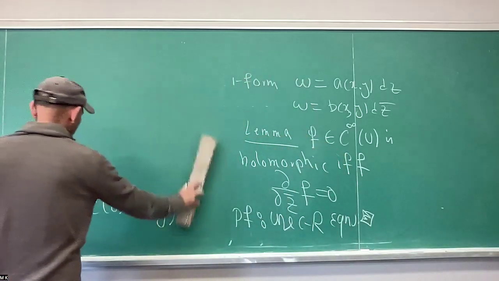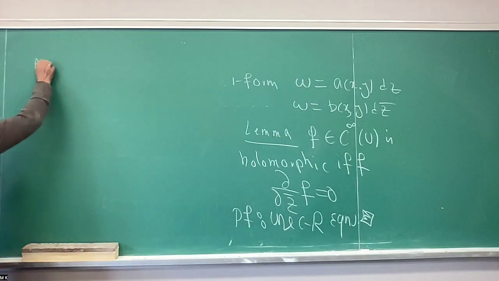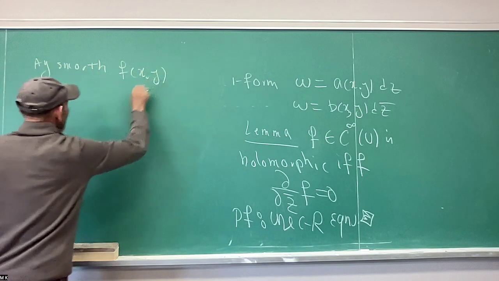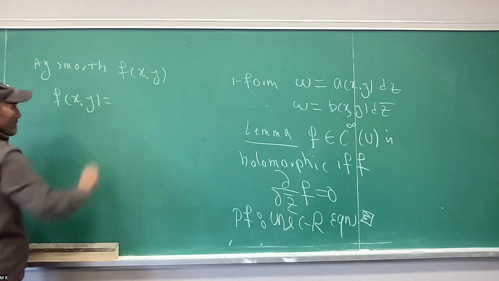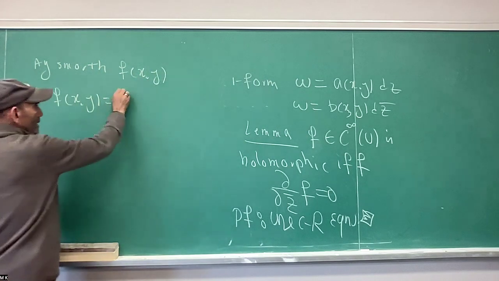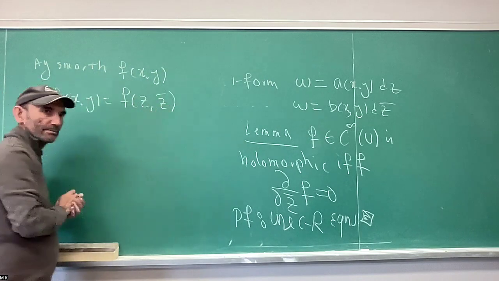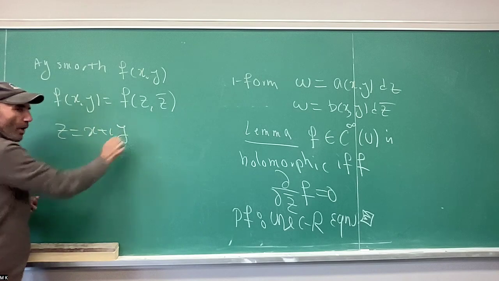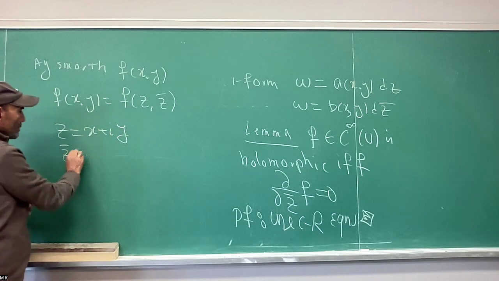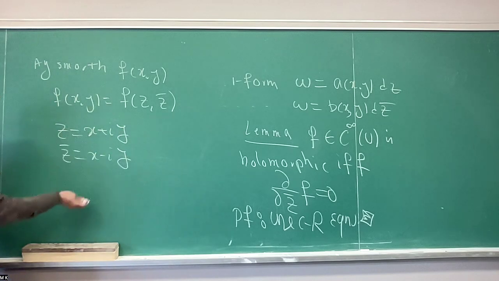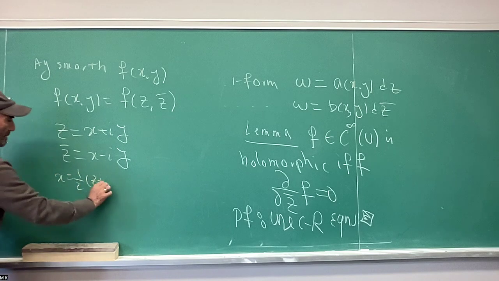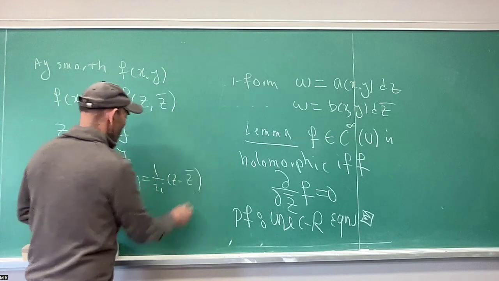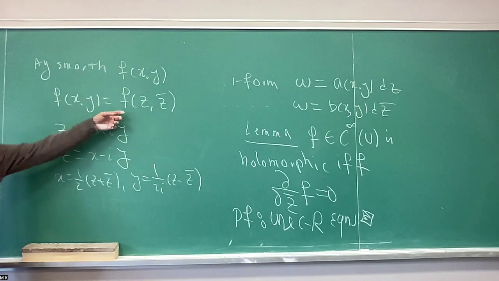Any smooth f of x, y, you can write as a function of two variables z and z bar. Z is equal to x plus iy. Z bar is equal to x minus iy. So again, if you add them, you get x is equal to 1/2 (z plus z bar), and y is equal to 1/2i (z minus z bar). So you notice that any function, you can write it as a function of z and z bar.